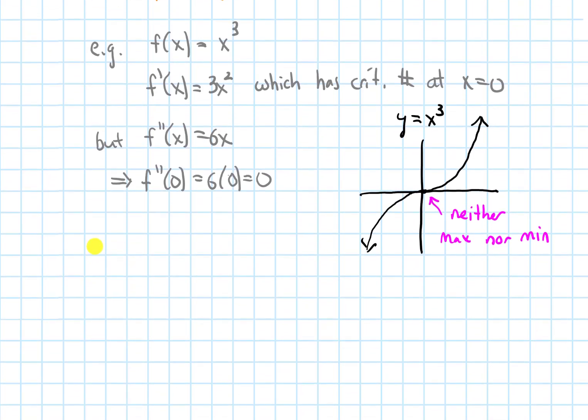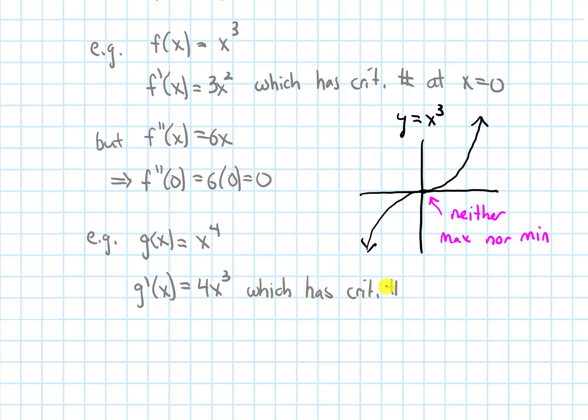So I want to show you one other example. Okay, and this will demonstrate that it really is inconclusive. So if I look at the function g of x, and I say this is x to the fourth, let's do the same thing. Its derivative is 4x to the third, and this will never be undefined because there's no fraction here. I don't have to worry about the denominator being 0. But this can be equal to 0 at x equals 0. Okay, so I have this critical number.